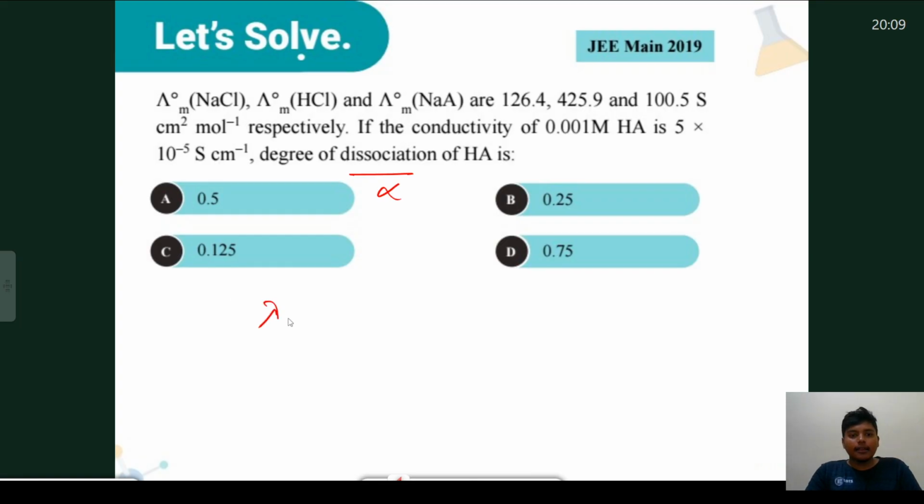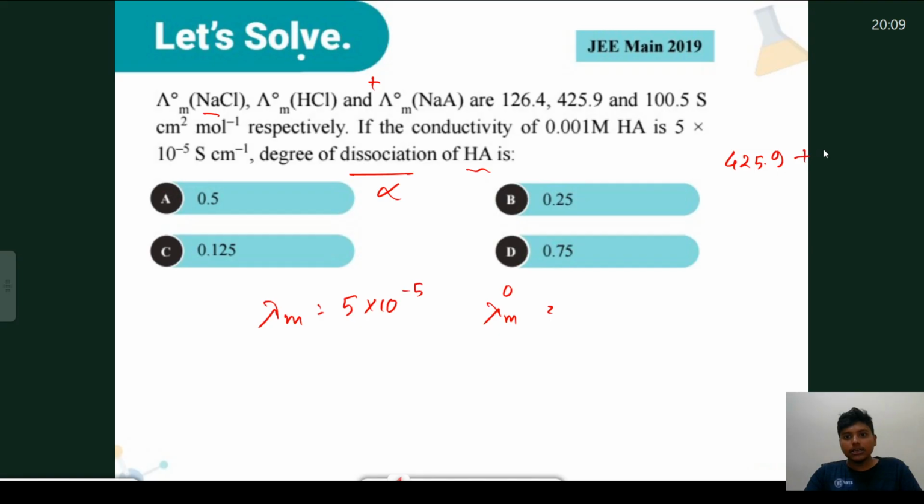What is the lambda m value? Lambda m value given is 5 into 10 power minus 5. We need to find out lambda m naught. So how do you find out? See, they are asking HA. So how to find out HA? This plus this minus this.